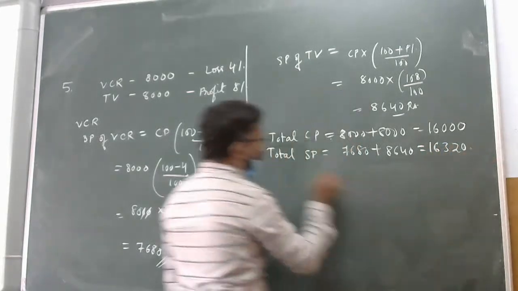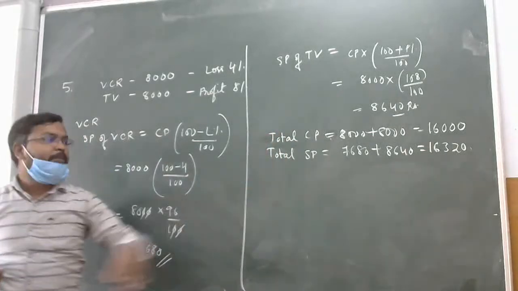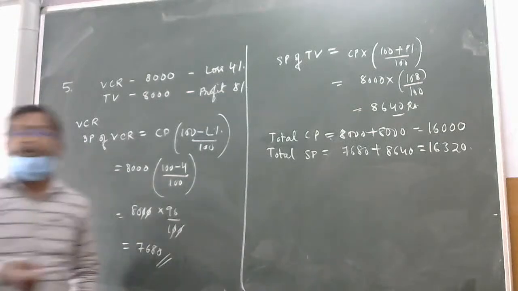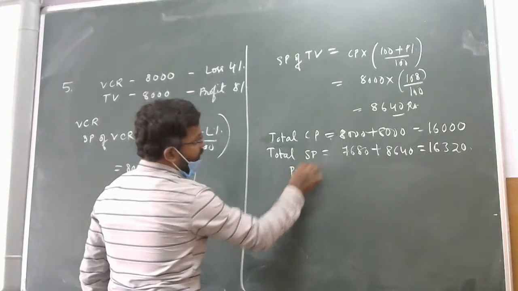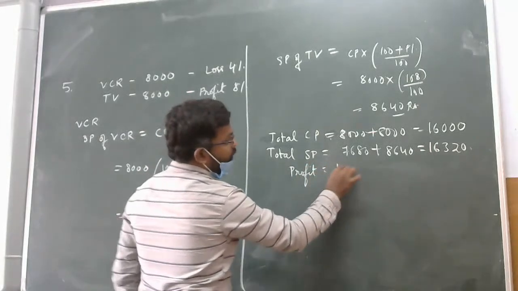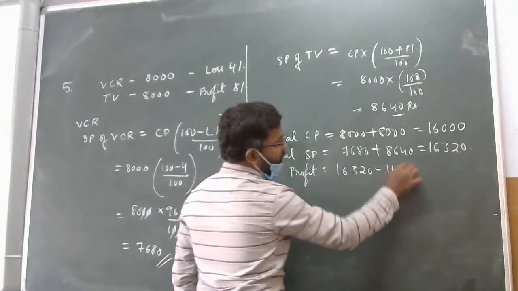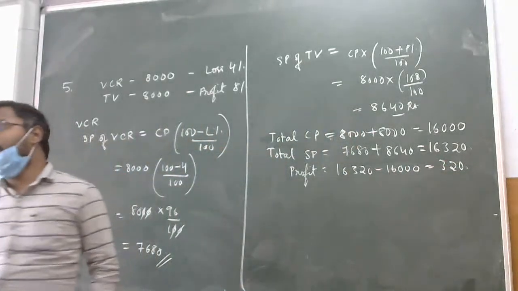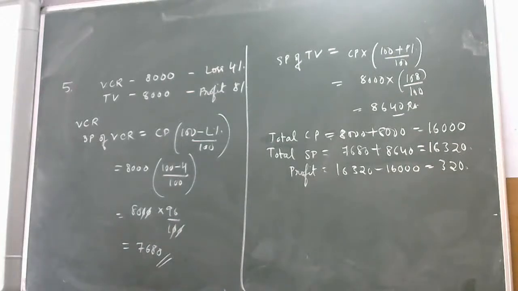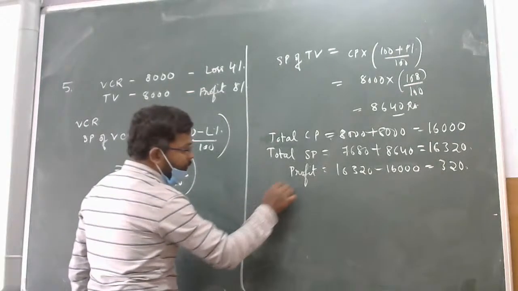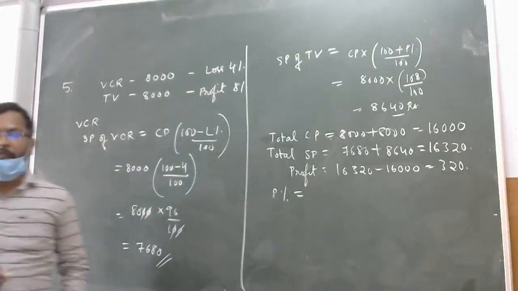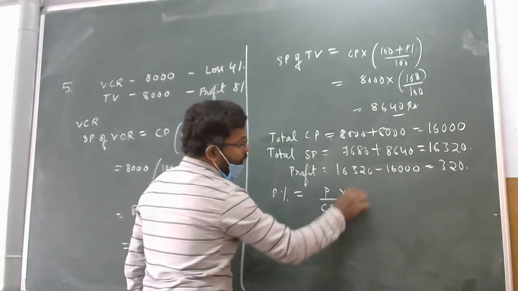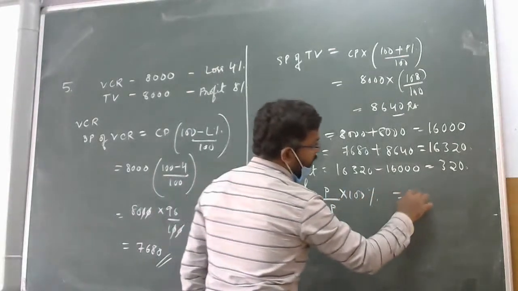By looking at CP and SP, obviously the selling price is more, and whenever we are selling at a higher price, we will have profit. So he is in profit, and how much? 16,320 minus 16,000, that is 320 rupees. If he has profit, then you have to find the profit percentage. What is the formula for profit percentage? Profit upon CP, multiplied by 100.